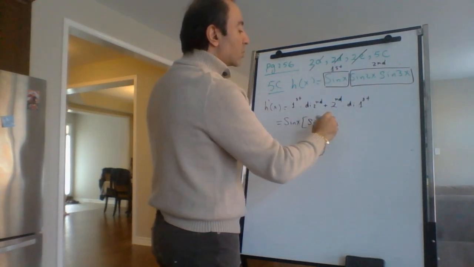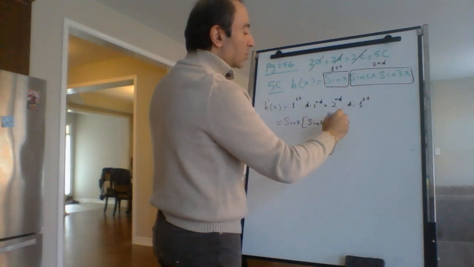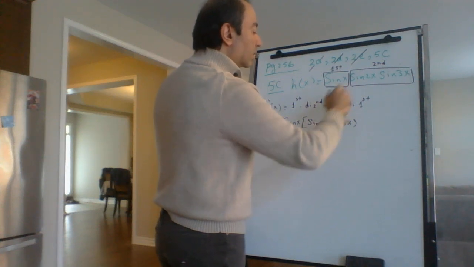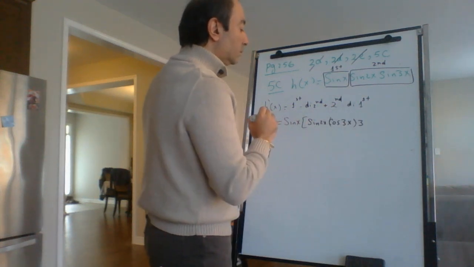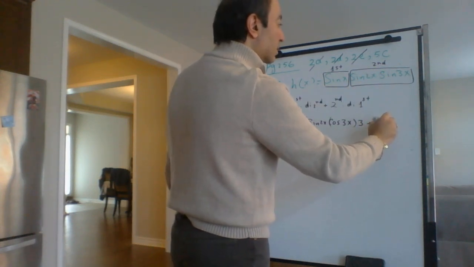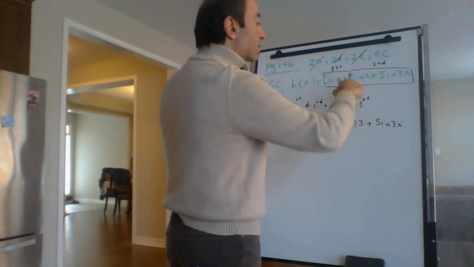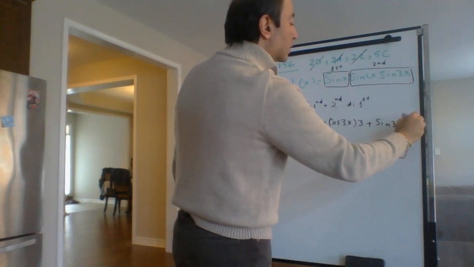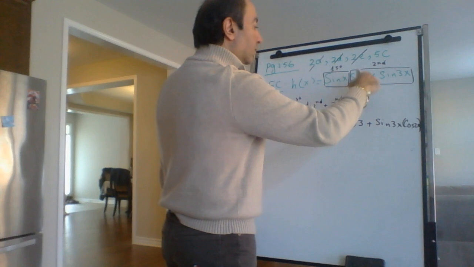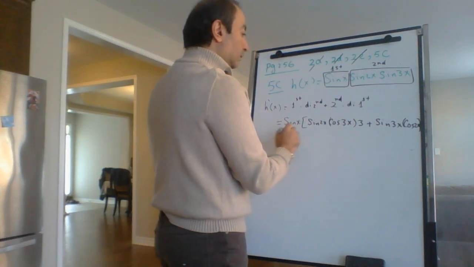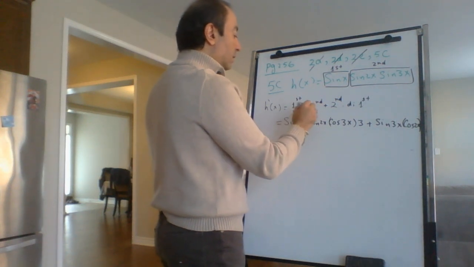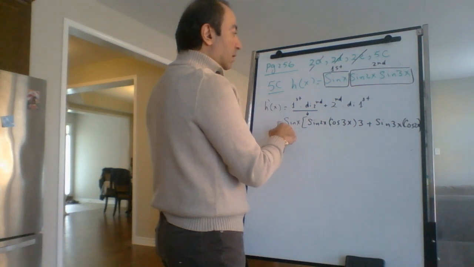Derivative of sine 3x is cosine 3x times the derivative of 3x, which is 3, plus the second, which is sine 3x, times derivative of the first. Derivative of sine 2x is cosine 2x times the derivative of the 2x, which is 2. Okay, so this is the first part. We are done here. First, sine x times the derivative of the second.